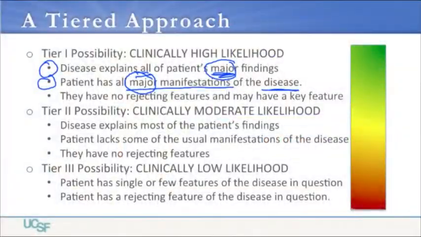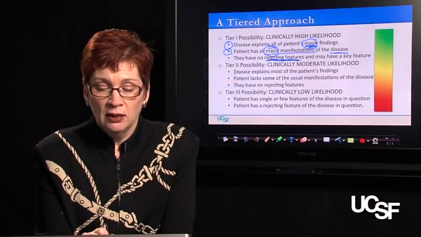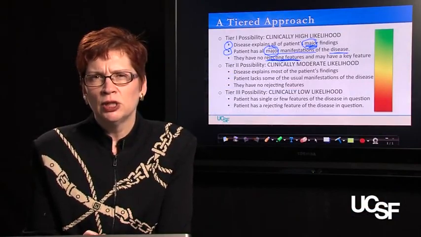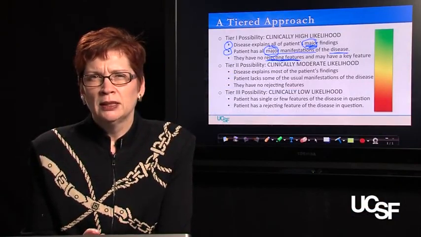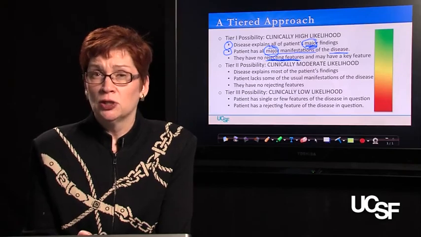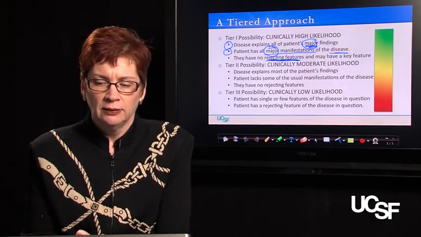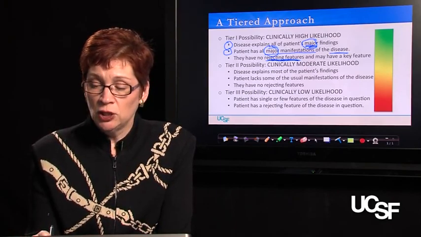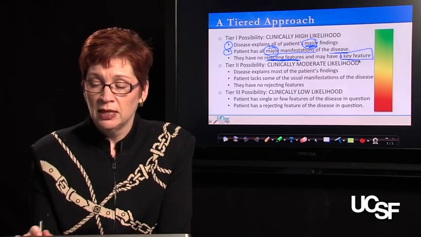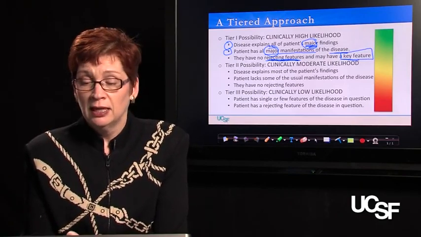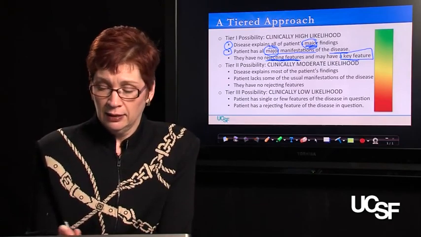Finally, it's a tier 1 possibility, or clinically a high likelihood, if there are no rejecting features present. So if there's a disease that we're considering that explains a lot of the patient's major findings, but the patient has a rejecting feature, meaning something that's never seen in that disease, it's no longer a clinically high likelihood. But if there is a key feature present, that is something that when seen in a situation like this means that a given disease is present, that's icing on the cake.